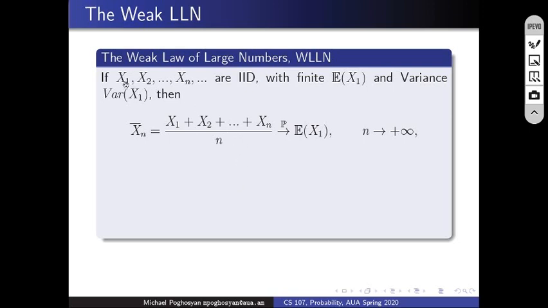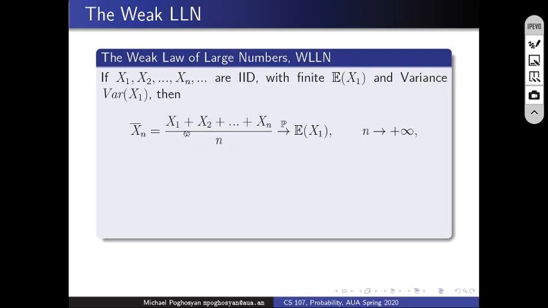Okay, so assume we have a sequence of IID random variables. They are independent, identically distributed, with finite expectation and variance. In that case, the sequence of averages, the average calculated for the first n terms.